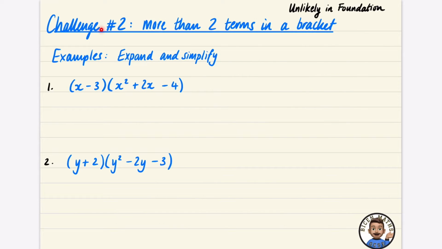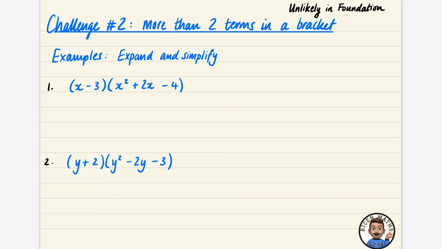Okay, so challenge number 2 with expanding double brackets is where there are more than 2 terms in a bracket. And what I mean by that, this is a term, this is a term, and this is a term. So here's an example where there are 3 terms in this bracket. I've said this is unlikely in foundation, and it's usually just going to be a skill you might use in the higher paper. This is where I think grid method actually becomes really, really useful.